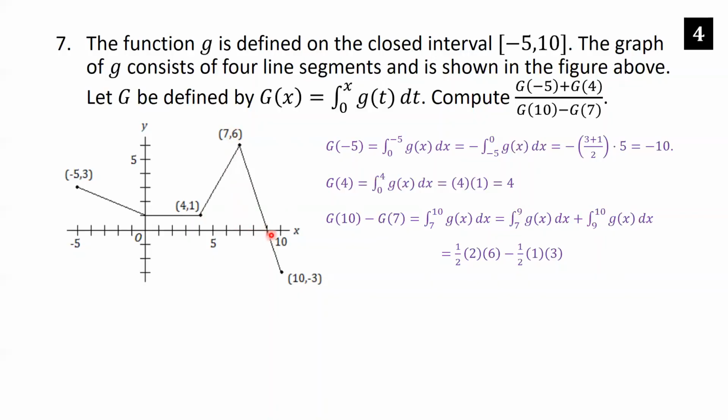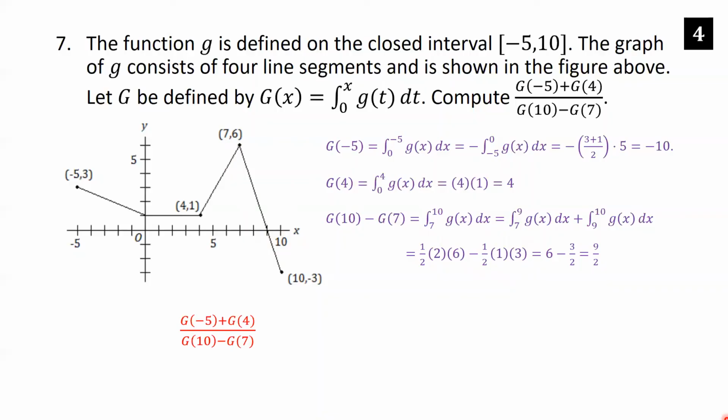So it's 1/2 times 2 times 6. And this one's also a triangle. It's 1/2 times 1 times 3, but we subtract that because it's below the x-axis. Okay, so that's 6, the 1/2 and the 2 cancel, we get 6. And here we get 1/2 times 3, which is 3 halves. So that's 12 halves minus 3 halves is 9 halves.